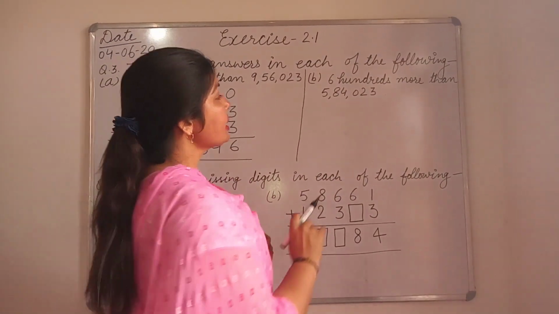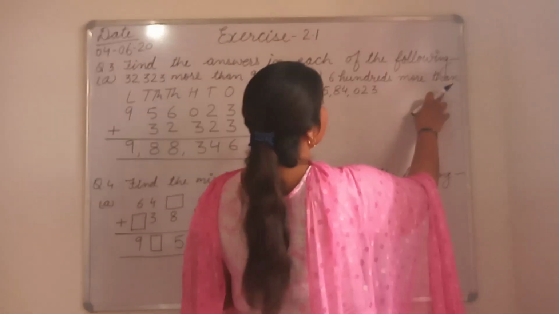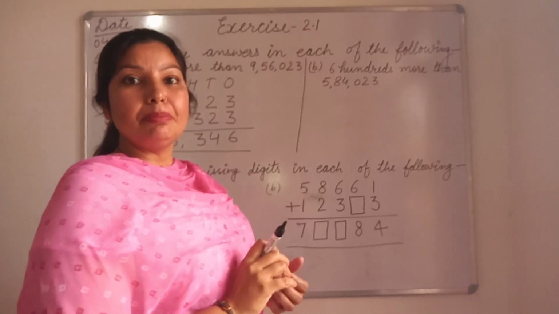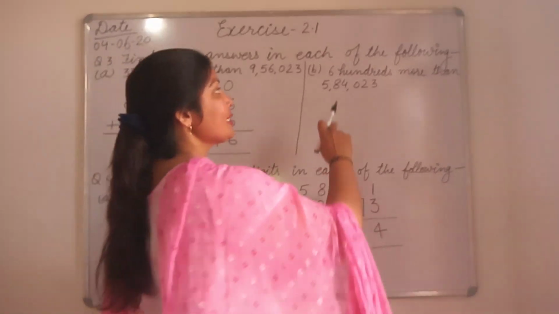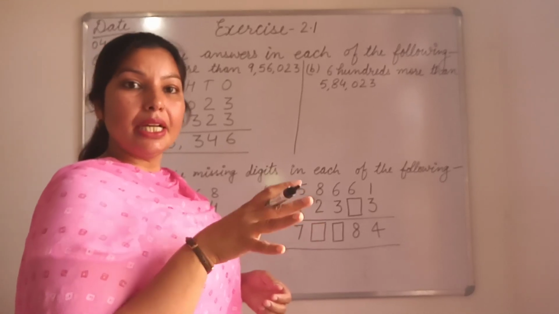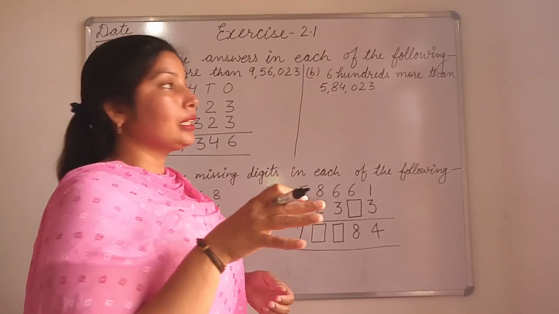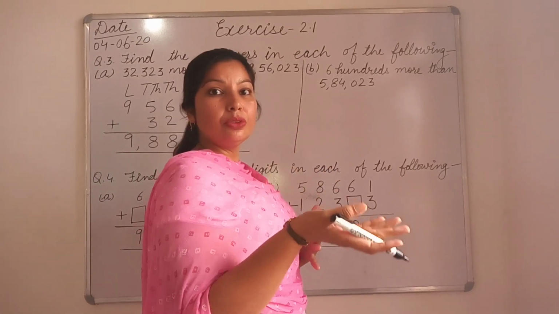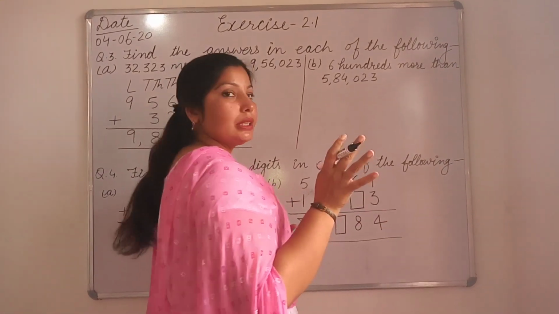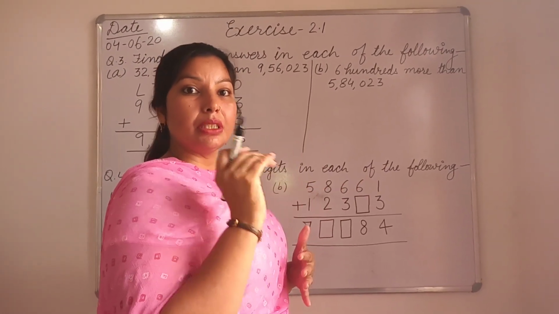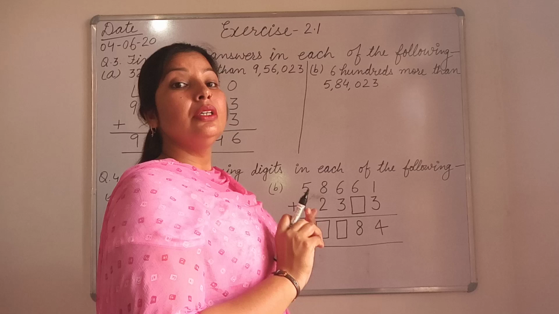Okay. Now here is in B part 600 more than 5,84,023. That means 600 more. There is given 600 in the words. So we should write this in the figure. Okay, when we add, so we should write it in figure. If you have in words, so you should write that in the figures. And then you will do addition. Okay. In C and D part there is given already in figure. But if anywhere you have in words, so you should write that in the figure.